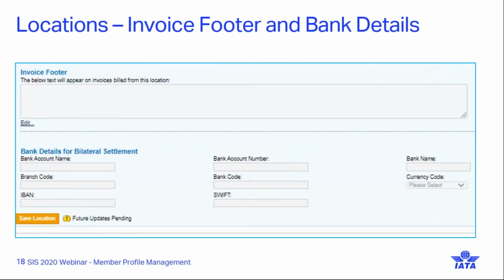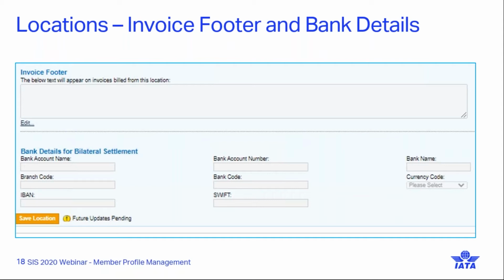Moving on to the ended locations, we look at invoice footer and bank details. The invoice footer is text that will appear below of invoices billed from this location. If you so choose to add text in here, it will appear at the bottom of the invoice. Additionally, we look at bank details for bilateral settlement.